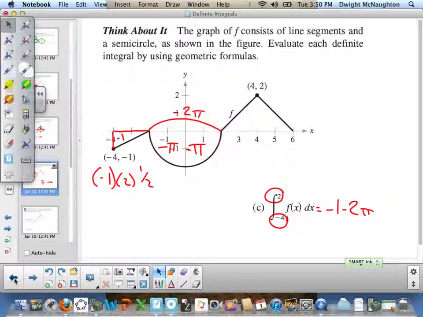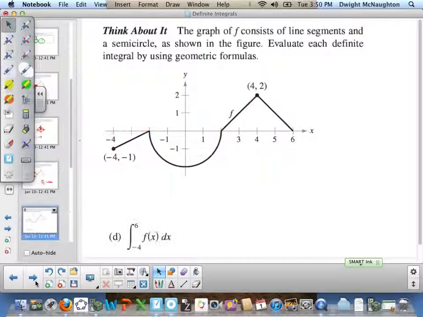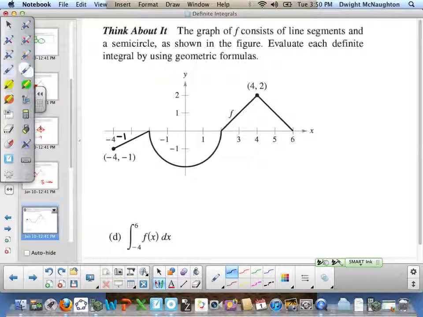We got all those shapes now. Negative 1, negative 2 pi, and 4.